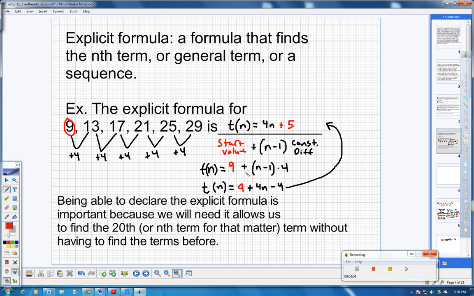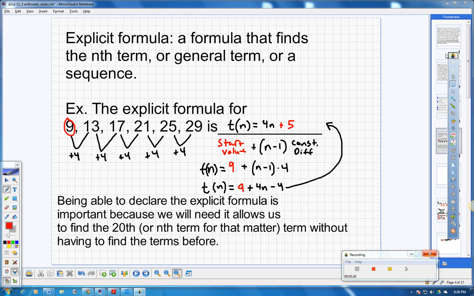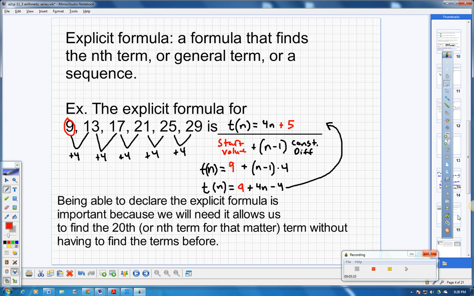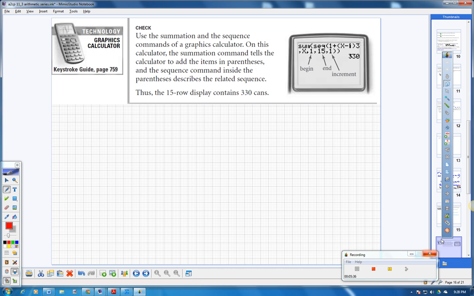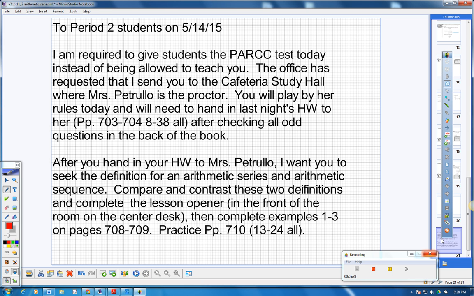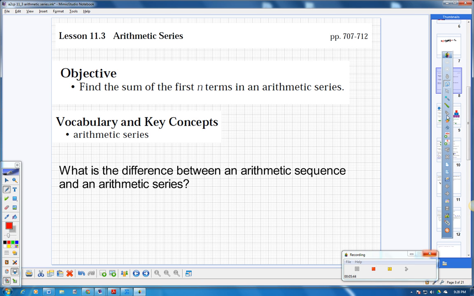Moving on now, you must know how to declare the explicit formula, because that's going to help us find the last term of a series. Right now, in 11.3, we're talking about arithmetic series. That is kind of a big question on the day. A big question that you will need to answer at some point is, what is the difference, as I move down here, whoop, I got ahead of myself, the difference between an arithmetic sequence and an arithmetic series? So what is the difference there?